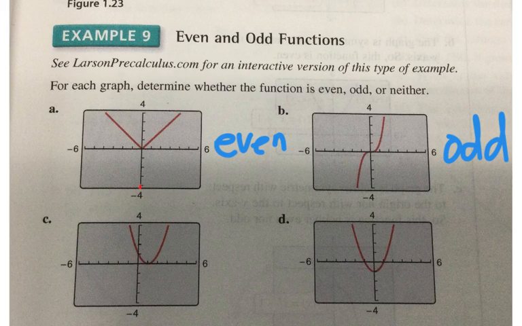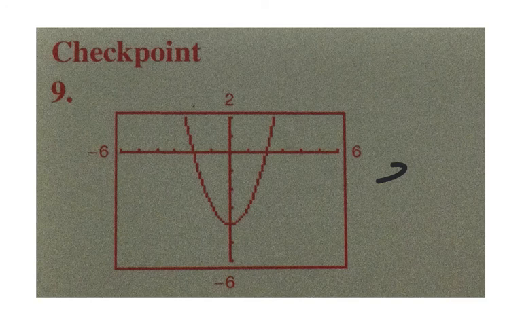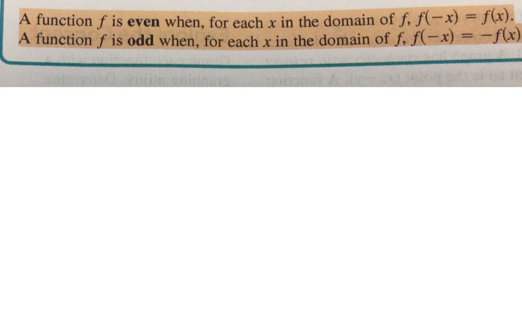C part, does that have symmetry? It has symmetry, but it has symmetry with a line here, right? Is that the y-axis? Is that the origin? No, so it's neither. It's neither even nor odd. And D part, does that have symmetry with respect to the y-axis? Yes, even. This one would be even. It has symmetry with respect to the y-axis. Okay, so this is how we tell if it's even or odd without graphing.